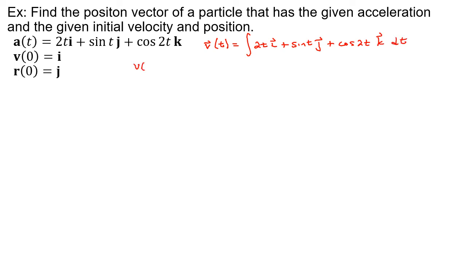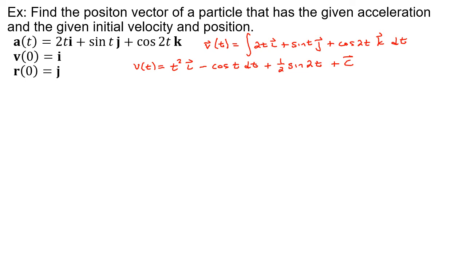And so that will give me a t squared on the i. Sine goes back to negative cosine. Cosine goes back to sine, but because of the 2 in front of the t, I have to divide by 2 or multiply by 1/2, whichever one you want to do. And then I have my constant vector, c that I'll call it in this case.